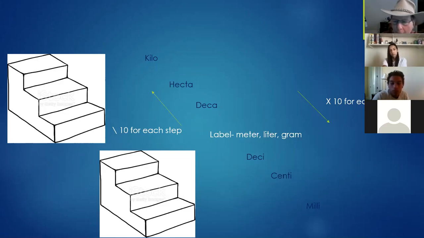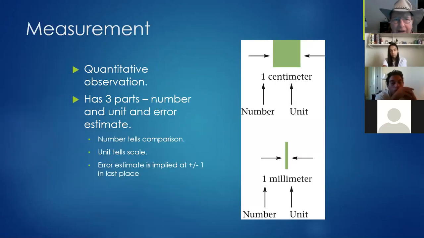Basically, it should be review and it should be having everything. Now, each measurement you do has 3 different parts to it. The first is the number part. That gives you an idea of where it lies within the second part, which is the unit. The third part is the error estimation. So the number gives you a comparison, the unit gives you the scale, and the error estimate is implied at plus or minus 1 in the last place.